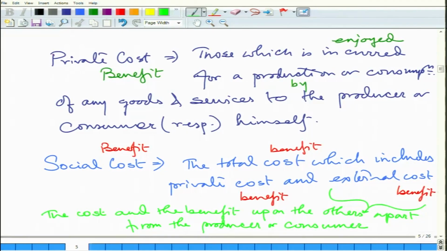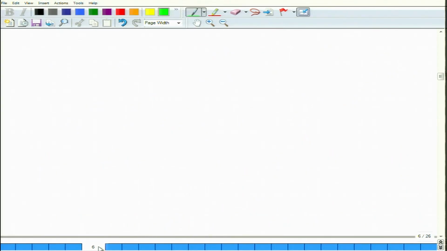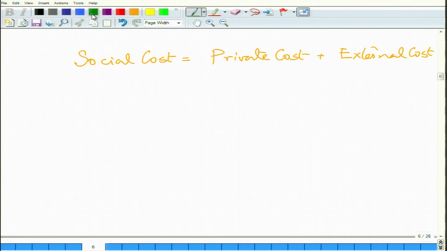Yes, so together we estimate the social cost. So the social cost can be a summation of private cost plus external cost. Similarly, social benefit is private benefit plus external benefit.